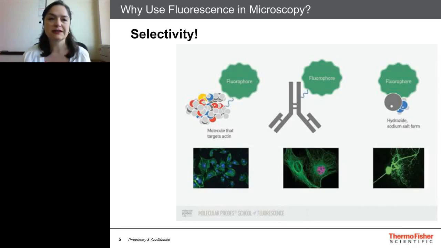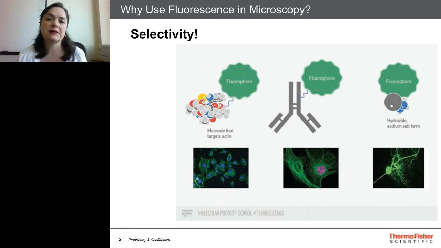Another reason is selectivity. So what you can see in this slide is the same fluorophore, which is that green blob labeled fluorophore, and it's conjugated to different things, and that's what provides specificity for where it goes in the cell. So in the first example, this fluorophore is conjugated to a molecule that targets actin, and you can see an example of what it looks like when you label actin in green in the little picture below.